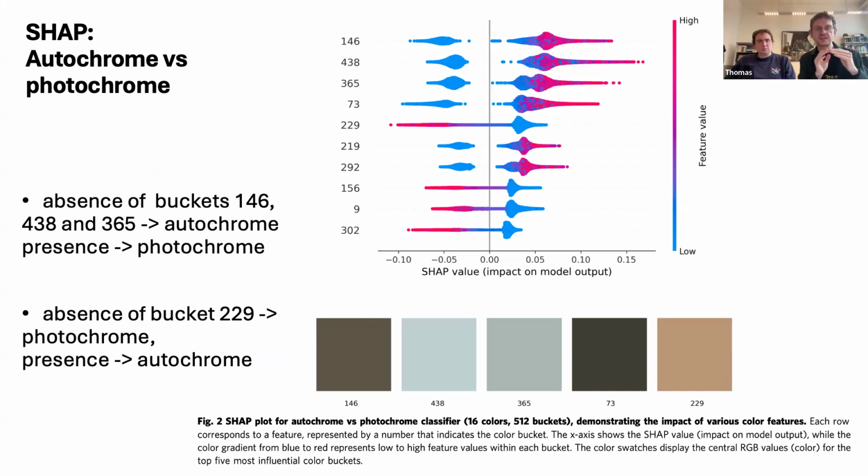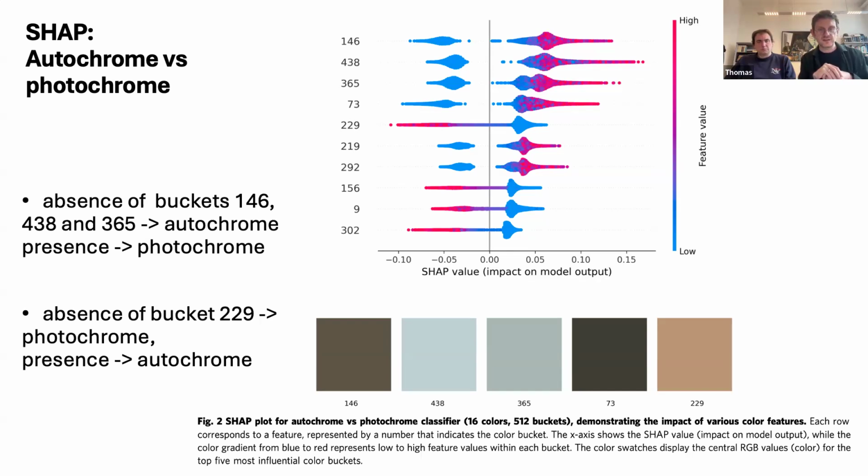So what we see here is basically rows that represent color buckets. On the left of the graph, we see these numbers, and these correspond to one of these buckets in this space of 512 buckets. And underneath the graph, you can see the average color for each bucket. A bucket contains multiple colors, as I said before, but you can calculate the average color of the bucket. This is just for explanatory purposes. And these are the top 5 most influential buckets driving the decision making.